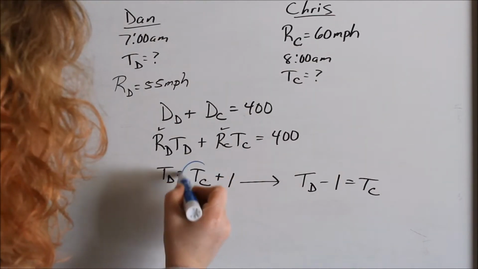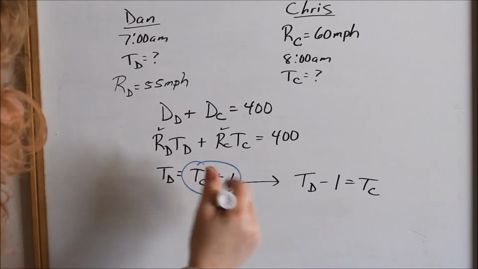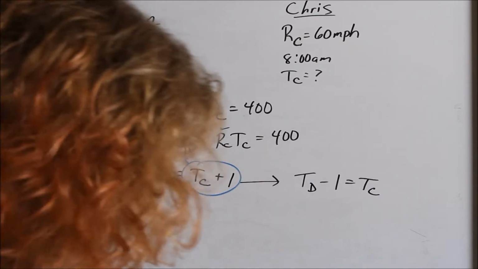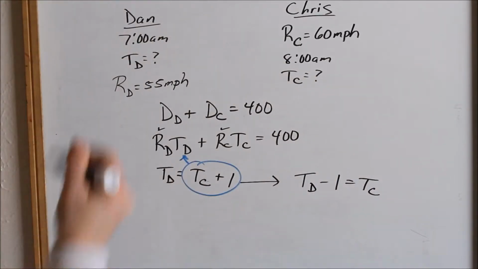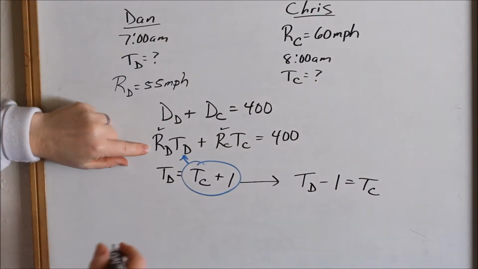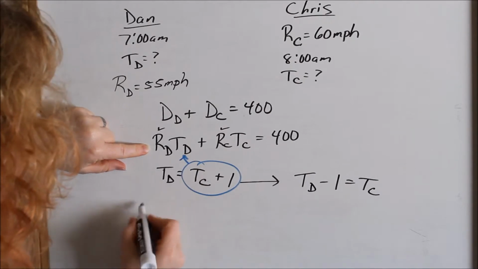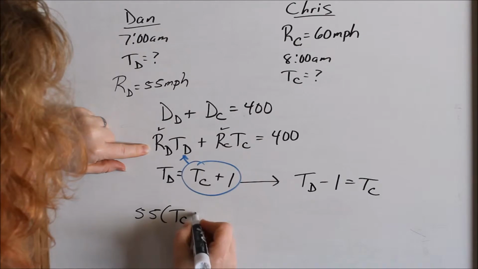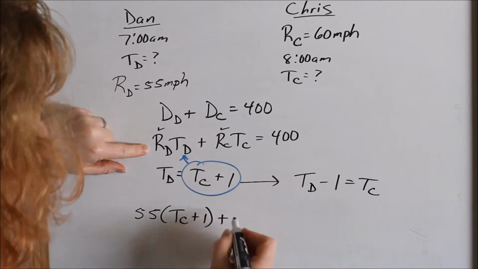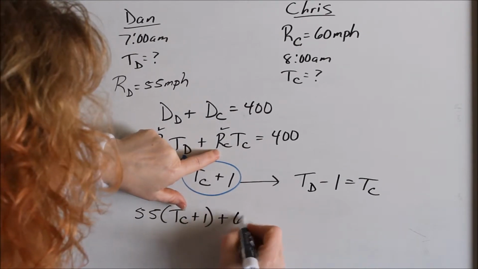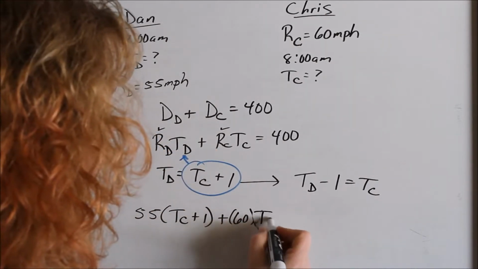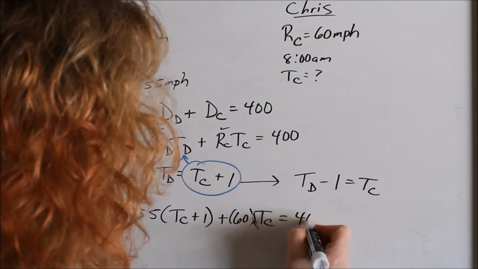Alright, so now we can use substitution. If we use this equation, Dan's time equals this, and we can substitute it in right there. Because then we'll have our two equations and two unknowns. So we'll go back to here. So Dan's rate was 55 miles an hour. And then his time, we're going to substitute that above. And then Chris's rate was 60. And then we don't know his time. And that was equal to 400.